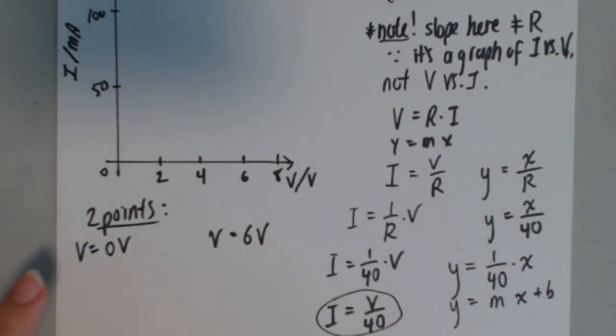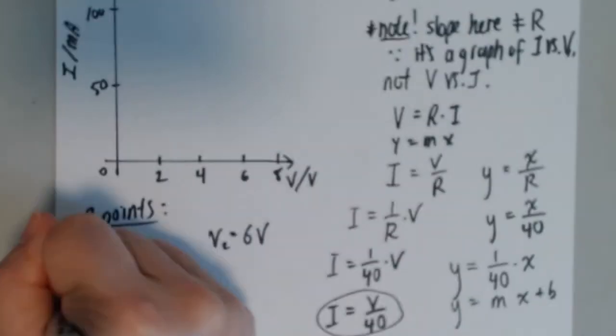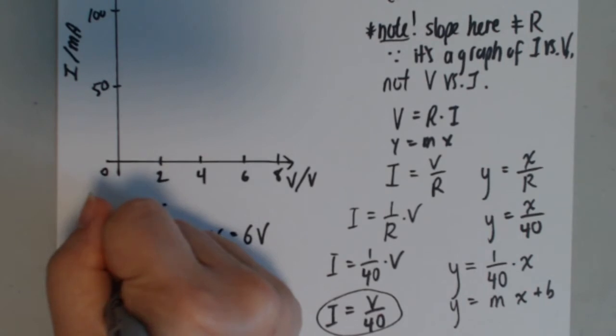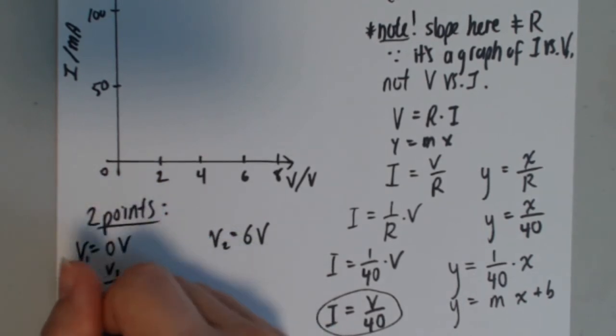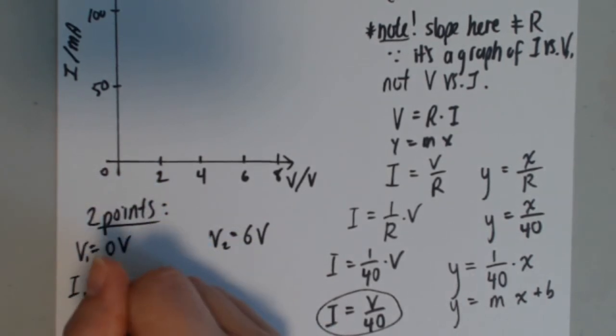This is just one of the inconvenient things we get used to in physics. So, all right, so let's figure out what the Y values or the I values are for these points. Right, so if I plug in 0 for V, I get I is equal to, and let's just call this V1 and V2. So this is I1. So that's going to be V1 over 40. Okay, so that's 0 divided by 40.